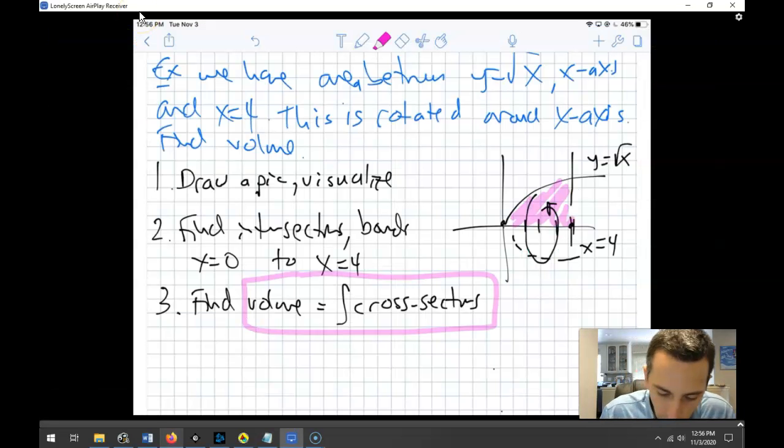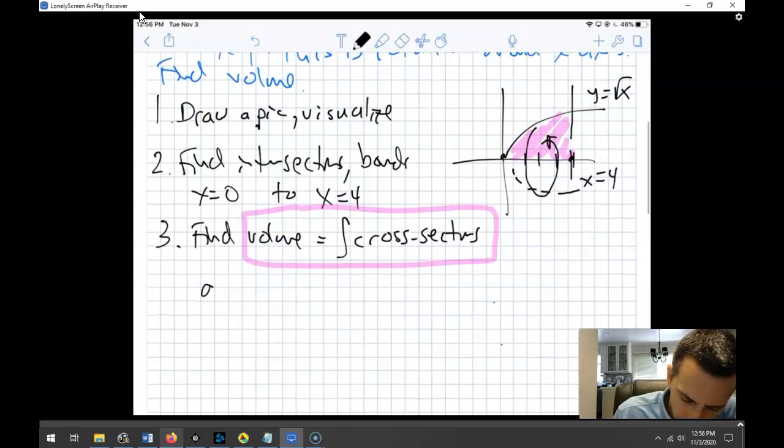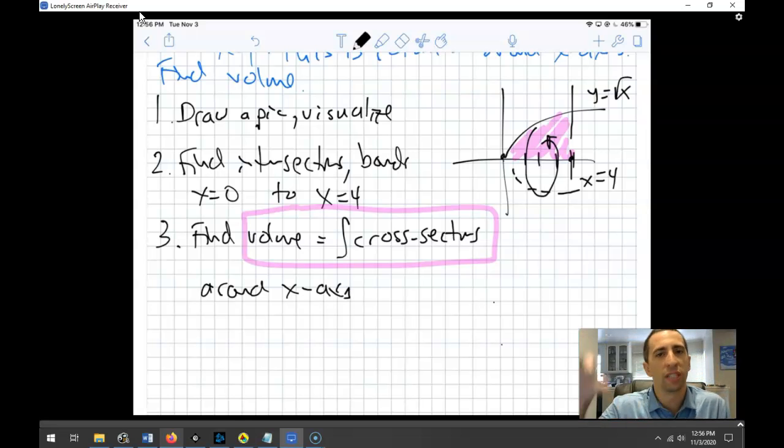Okay, so if I'm going around the x-axis, I'm going in a circle, right? And hopefully you can see that. Those were circles. I was adding together all the circles. So if I'm going around the x-axis, I'm integrating a bunch of circles.